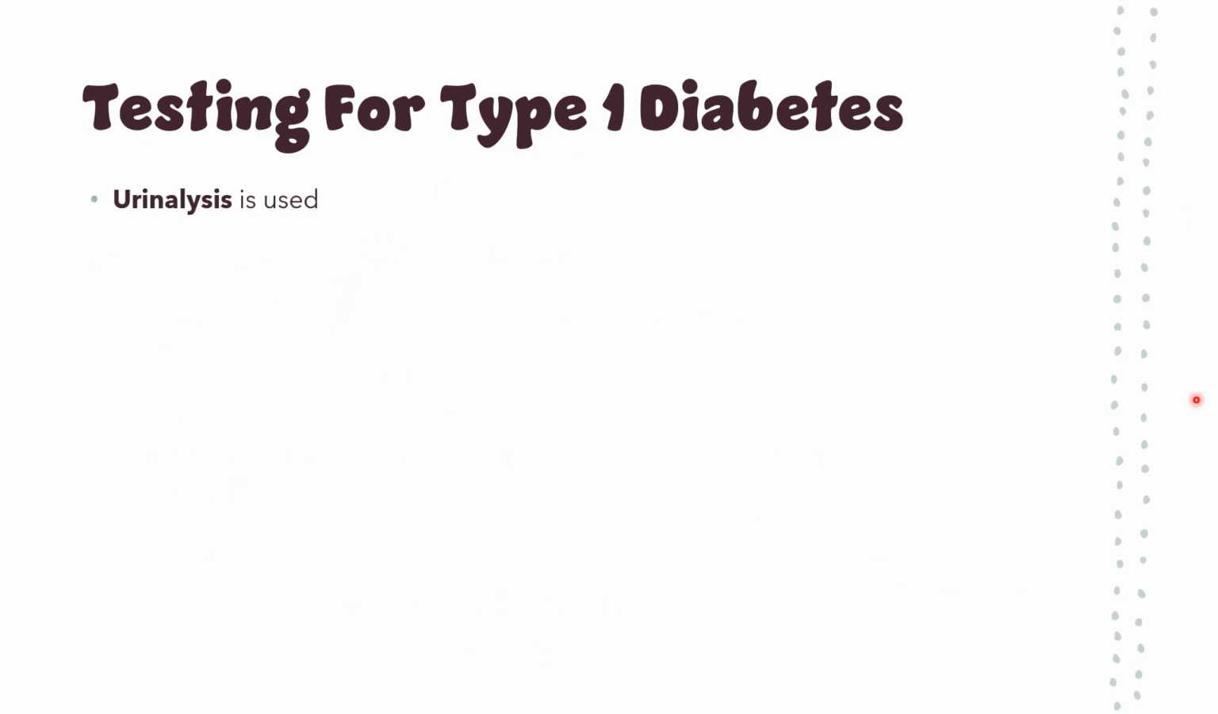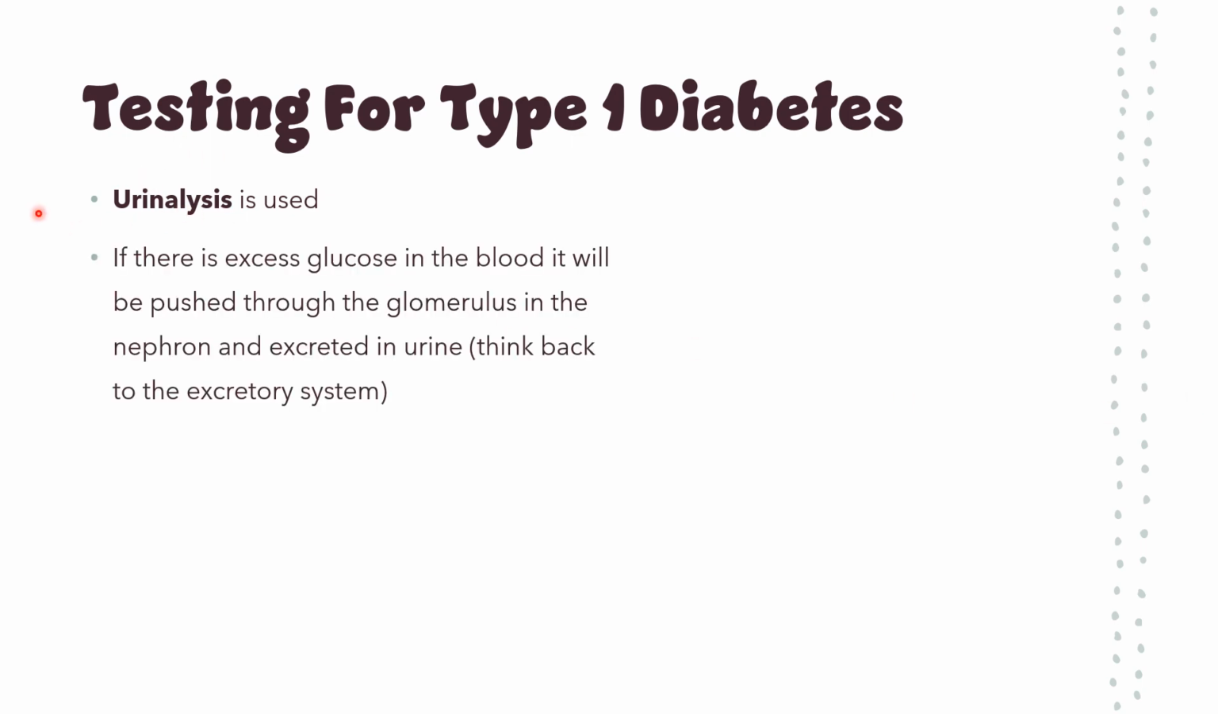We can test for type 1 diabetes in two different ways. So we can use a urinalysis, which is an analysis of your urine. If there's excess glucose in the blood, it will be pushed through the glomerulus like we looked at in the last slide and excreted in the urine. So think back to the excretory system.